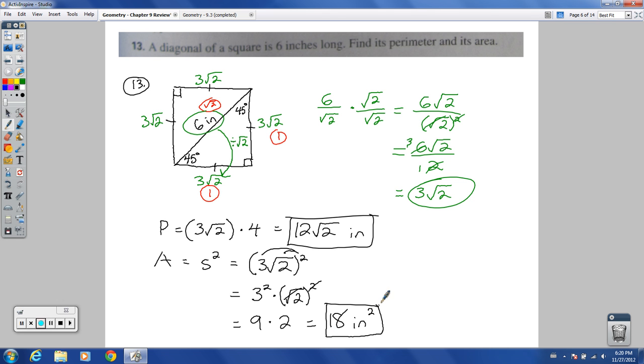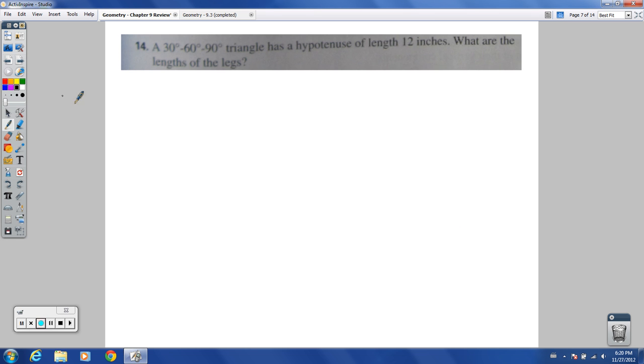And it doesn't say to round off, but if you did round this off, you would get about 17.0 inches rounded to the nearest tenth. Number 14, a 30, 60, 90 triangle. So I'll draw something like that. This would be my 30-degree measure. That's the smaller one, 60 and 90, has a hypotenuse of length 12 inches.